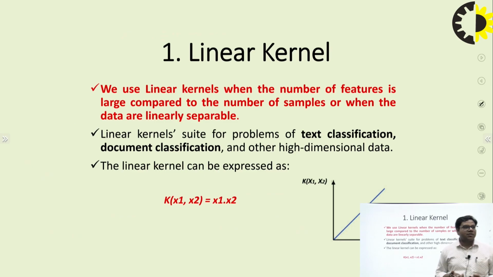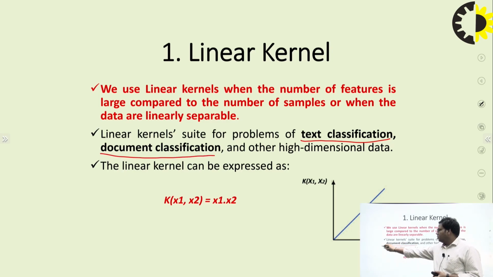So let's understand. The linear kernel is the common, or I must say, the default kernel used by the SVM. It is good for text classification. Means if your problem is text classification, I must say document classification, you can use the linear kernel directly. As well as it is the default kernel used by the SVM. So if you are not using any specific kernel, by default it is used by your SVM.